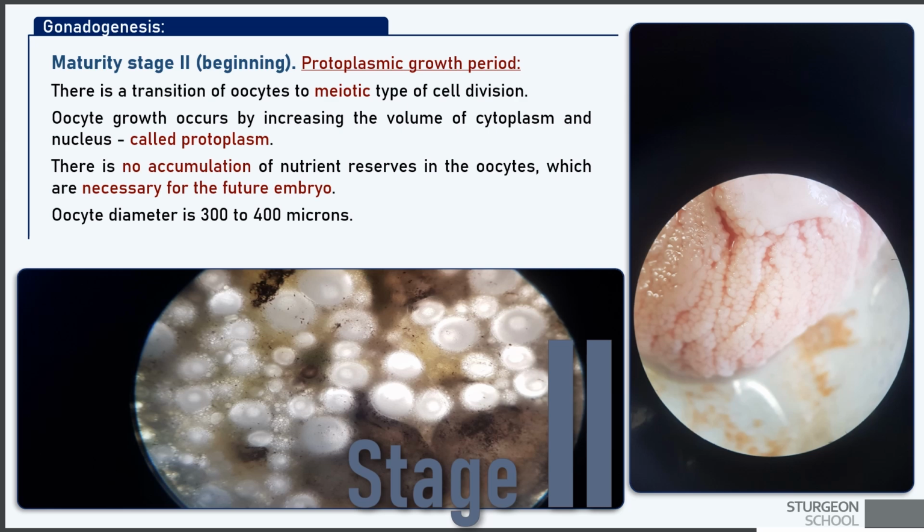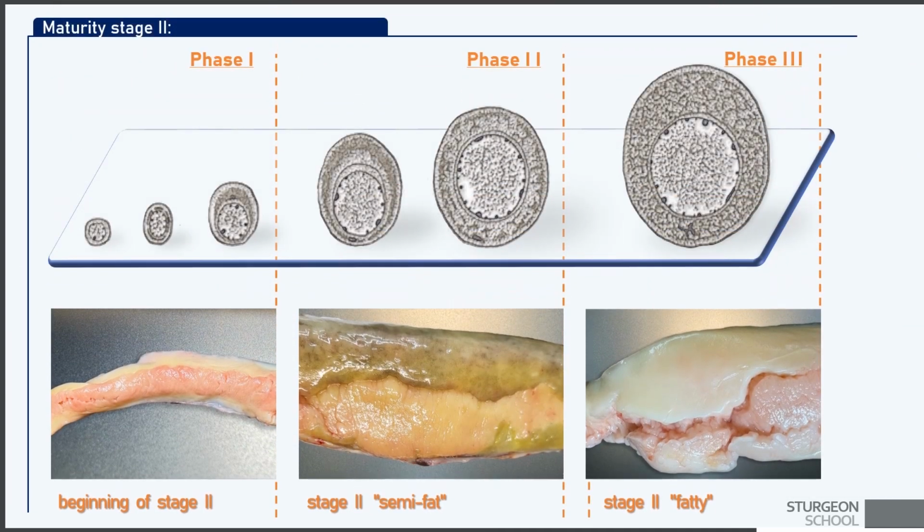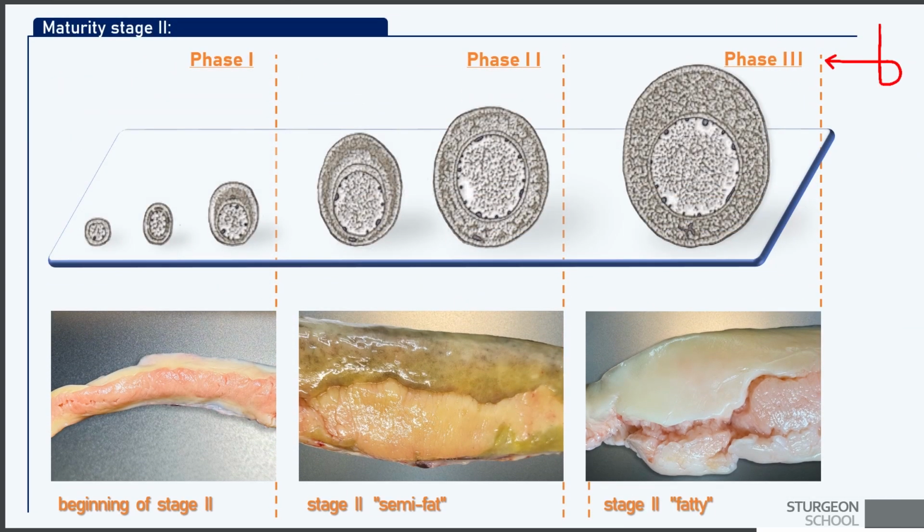Oocyte development is uneven, and even by the end of the stage, several generations of eggs of different sizes and phases are distinguishable, from those at the very beginning of the protoplasmic growth period to those already completing it. At the cellular level, the protoplasmic growth stage includes 3 phases: early, middle, and late, corresponding to the beginning, the middle and end of the second stage of gonad maturity.